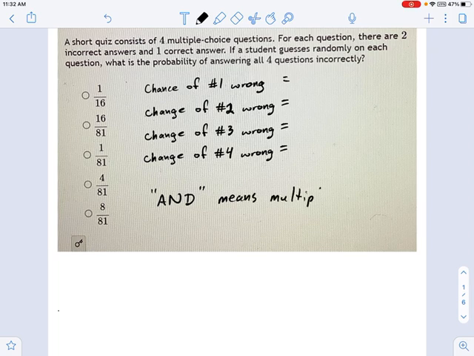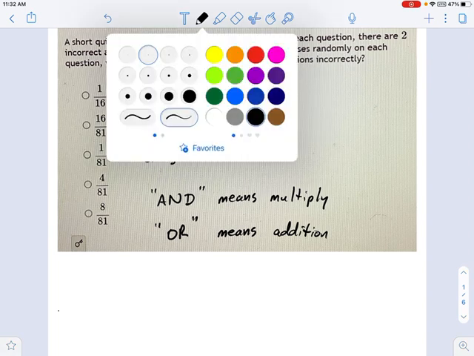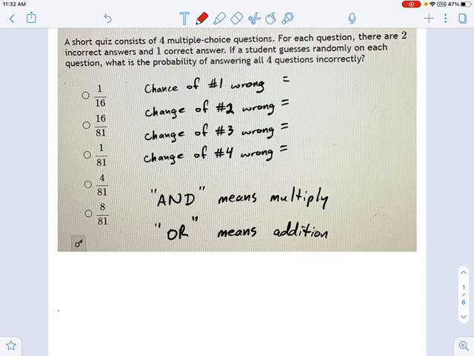If you're dealing with an "or" problem, what's the chance of this happening or that other thing happening? That's different. Okay, "or" means addition. So we've got a multiplication problem here where we take the probability of getting number 1 wrong, the probability of number 2 wrong, and so on. We multiply all those probabilities together, right?